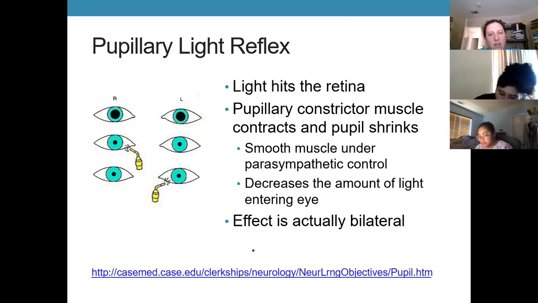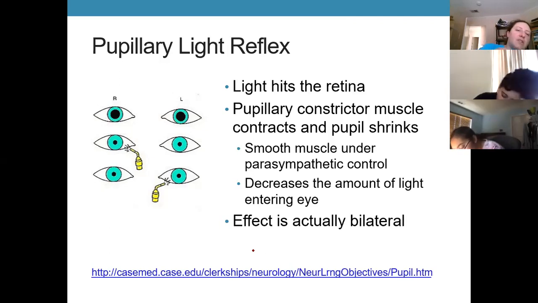So there's two sets of smooth muscle in your eye that control the size of your pupil. The one that gets activated in this case is the pupillary constrictor muscle, which makes your pupil shrink in size when you're exposed to higher levels of light. The interesting thing about this reflex is that it is bilateral, which means that regardless of which eye is exposed to a high level of light, both pupils will respond and constrict.